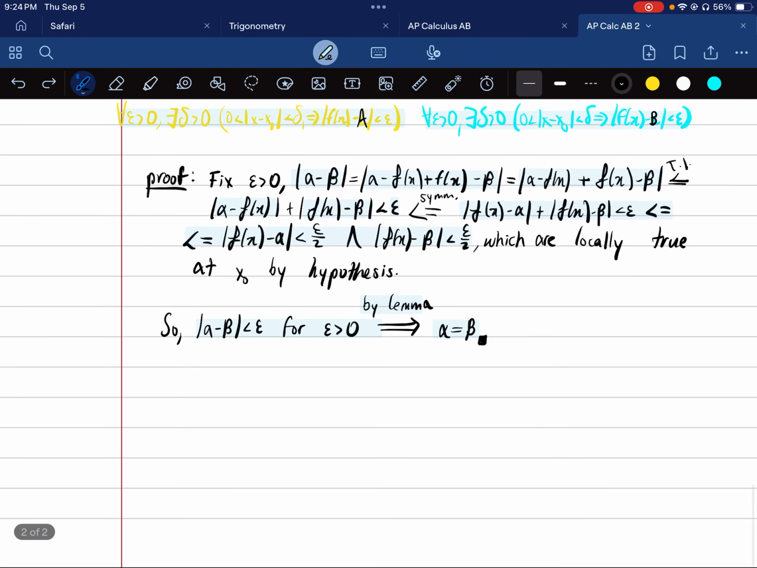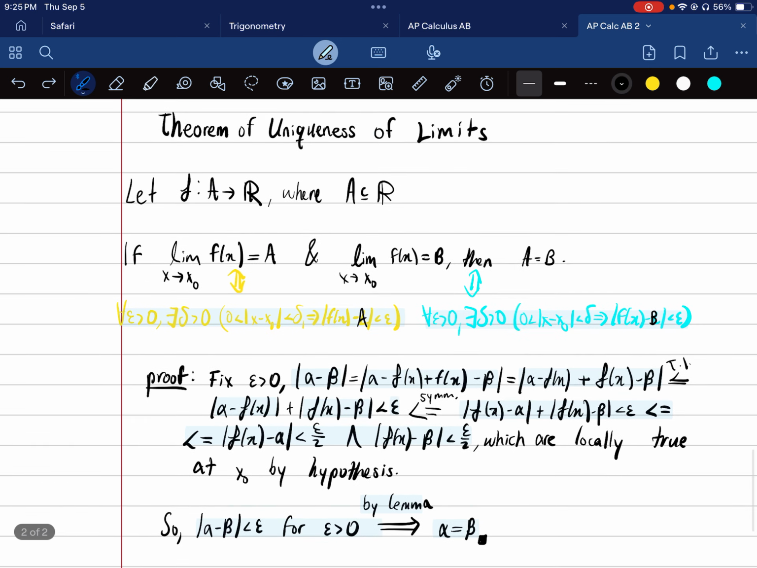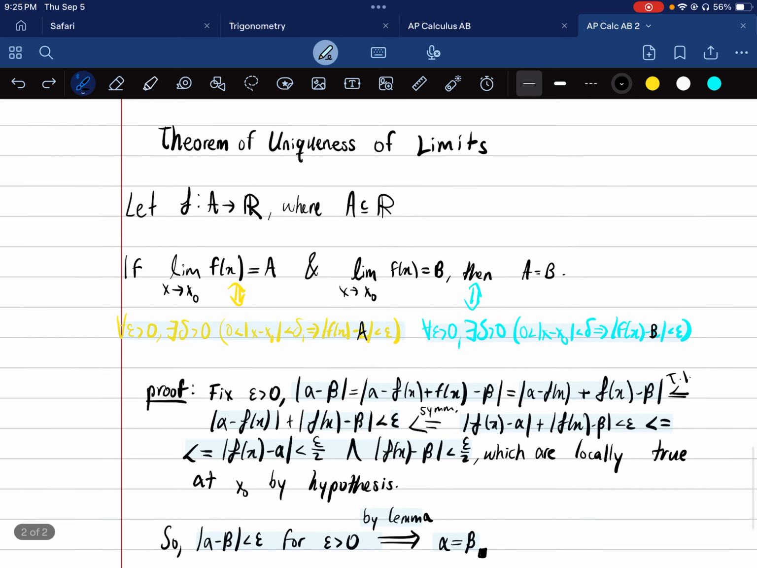This is crucial because we can't really work on limits if we know that it's possible that one limit can have multiple answers. We don't have to worry about that anymore, as we've just proved this is an impossibility.